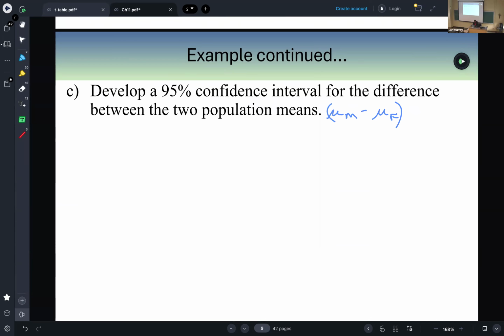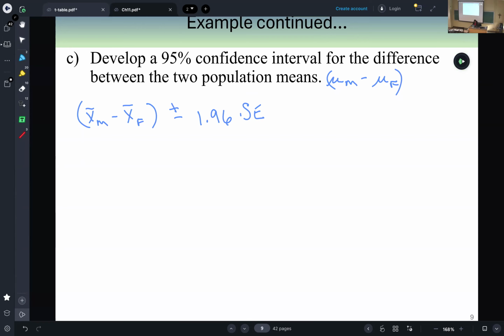That's what that means. And so it's going to be X bar male, subtract X bar female, make sure that stays together in a bracket. And then we do plus or minus. What should the Z value be? We should know it off by heart. 1.96. Yes. Thank you. And then just multiply it by the standard error and you're good to go.